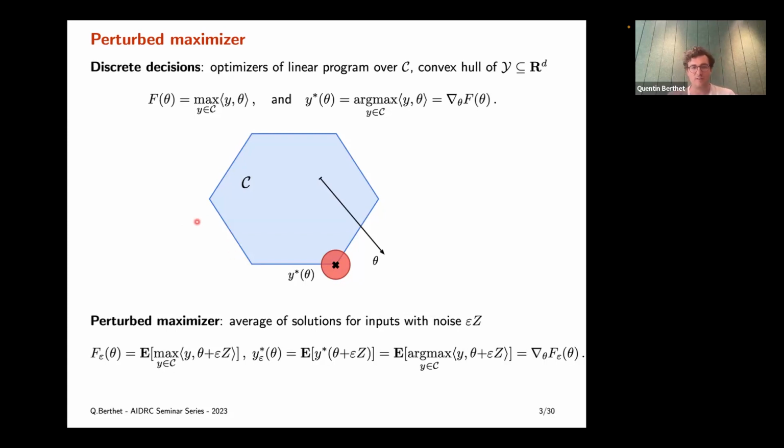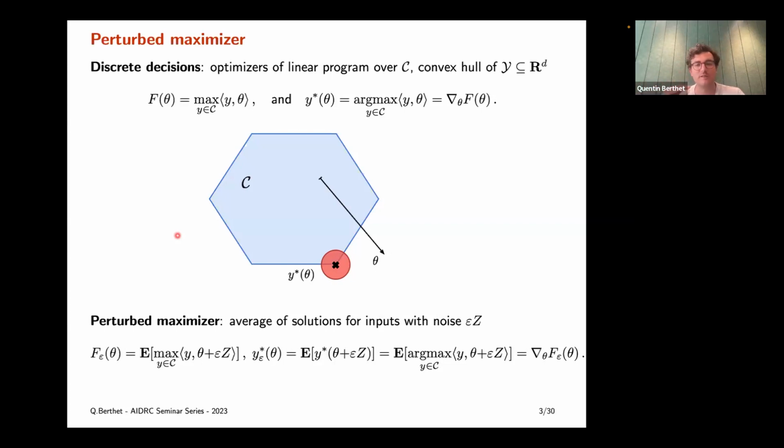And now you can consider two things. You can consider first the value of this linear program f, and y star, the solution of this linear program, the argmax of the linear program, which happens to be the gradient of this maximum function. This is a very nice operation, but in practice, and you can see this already on this drawing, if theta moves around a little bit, then y star is either not going to move at all, or it will suddenly jump to a neighboring extreme point.